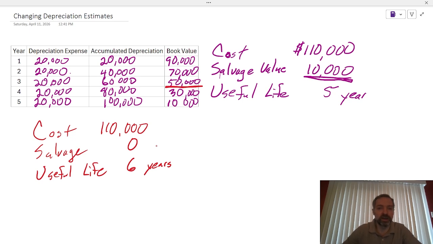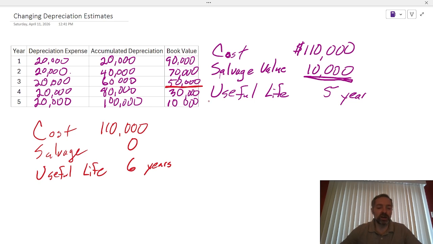This happens all the time. In accounting, we're making guesses, we're making estimates, and those estimates are going to be off sometimes. So when we find out they're off, we're just going to fix it going forward. We're not going to worry about going backwards unless it's a huge mistake. In this case, revision of estimates happens all the time, so we're just going to change it going forward.